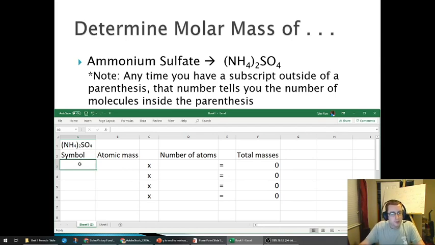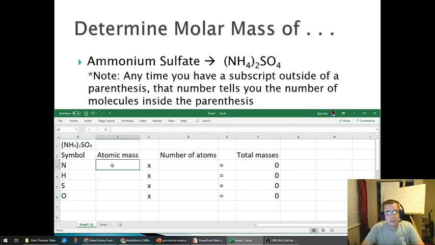Basically, I'm going to have a column for the symbols, the atomic mass, the number of atoms, and then the total masses. So the symbol, we'll go ahead and get those down. The symbol is going to be the elements within the sample, or basically the atomic symbol of the stuff. So I can see I've got nitrogen in there. I also have hydrogen, I have sulfur, and I have oxygen.